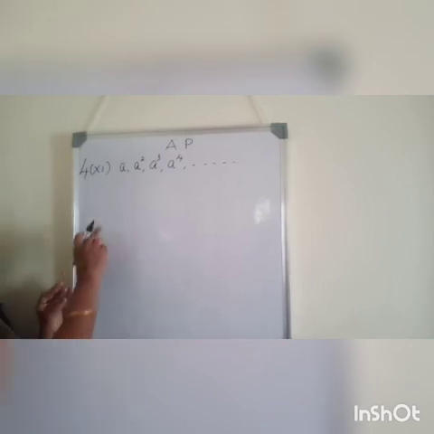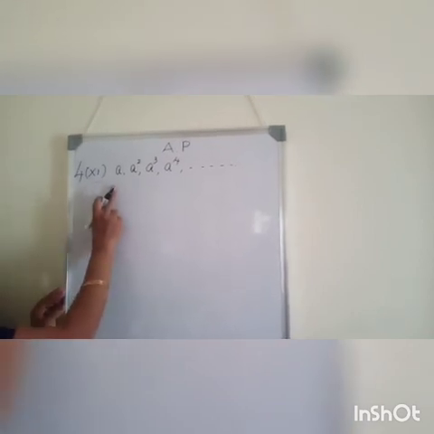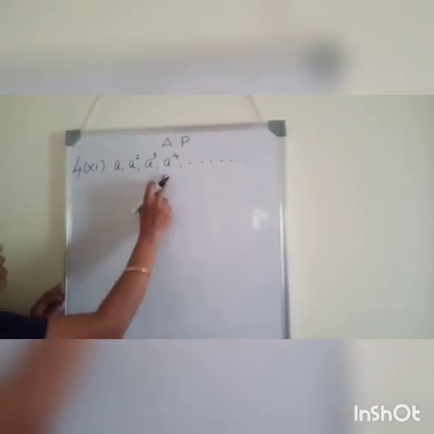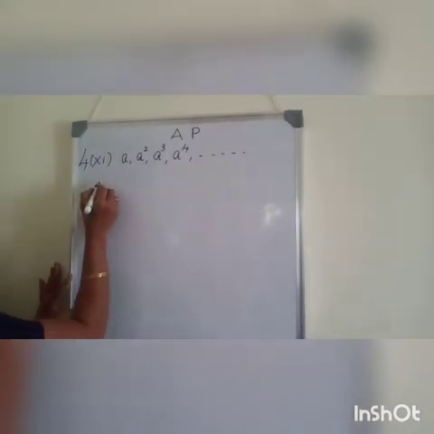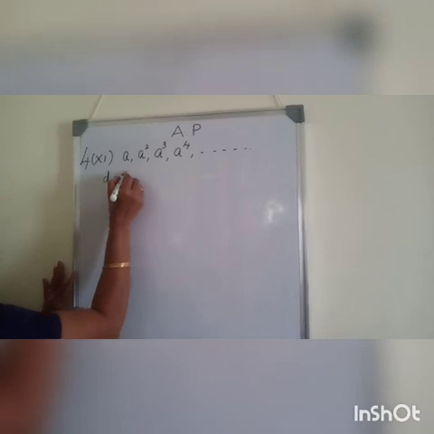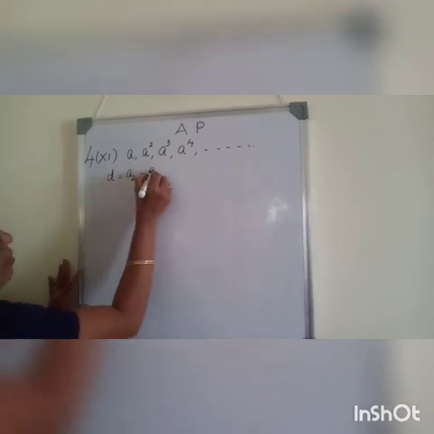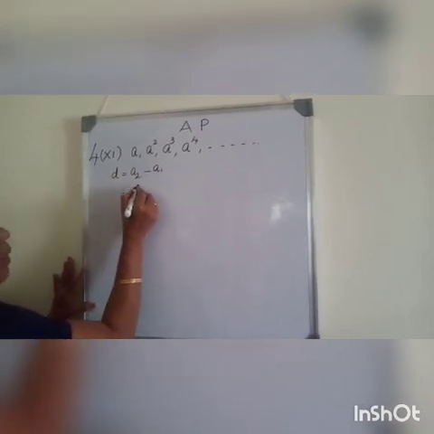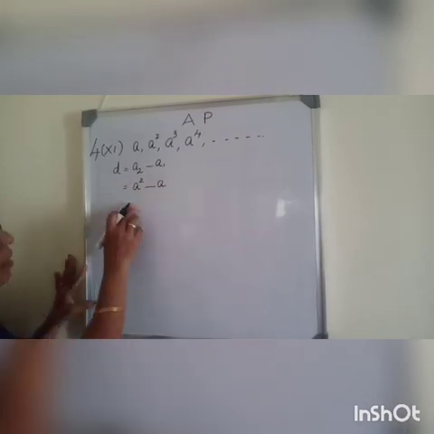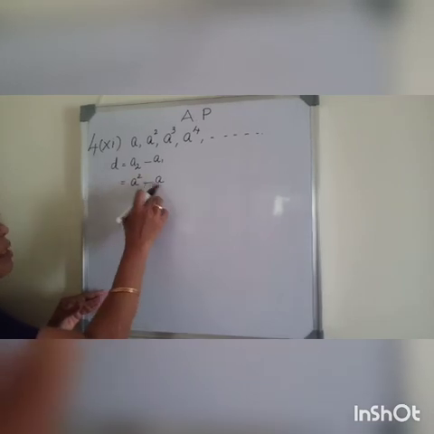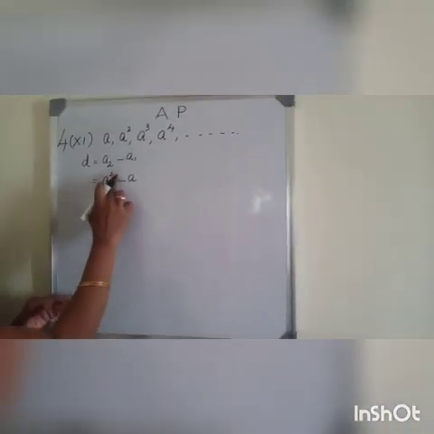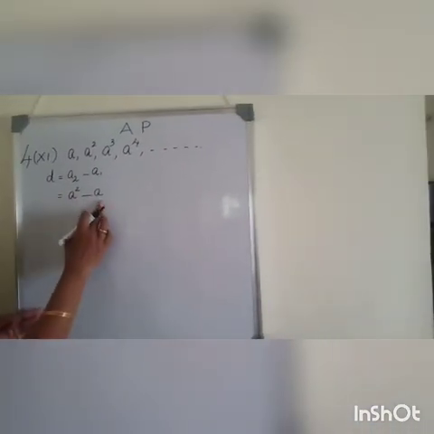Now we will see the 11th question. It is A square, A cube, A raised to 4, etc. So we are going to find out D. D is equal to A2 minus A1. It is A square minus A. Can we subtract A square minus A? Both are algebraic terms with different powers. We cannot subtract.